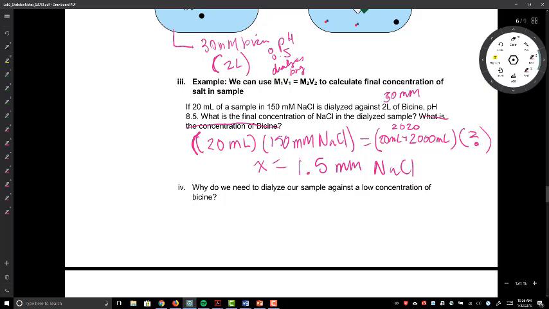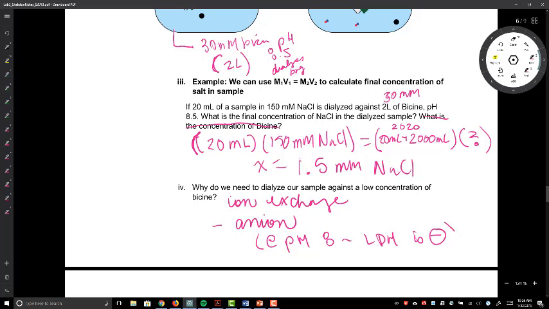And that's because the next step, lab 4, is ion exchange. And so we're doing anion exchange chromatography. And this is because at pH 8, LDH has a negative charge. We'll talk about the logic behind that more in detail later. So what that means is we're going to take a positively charged column and then flow LDH over it.